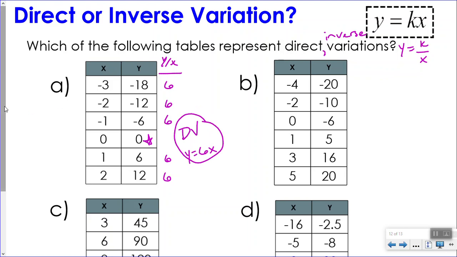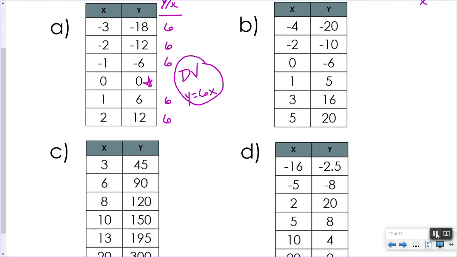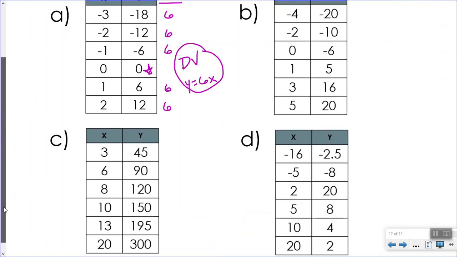Go ahead and pause the video and see if you can find any other direct variations. Just realized I didn't give you quite enough room there in all those tables.